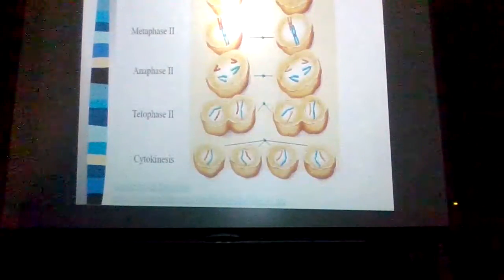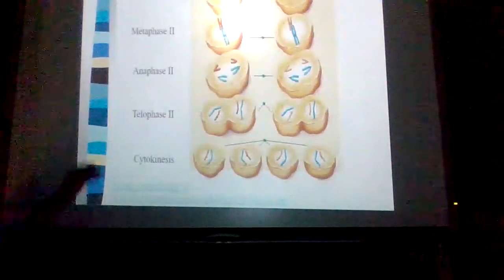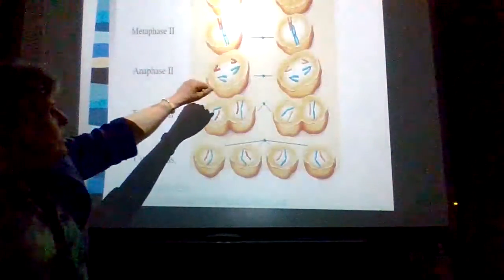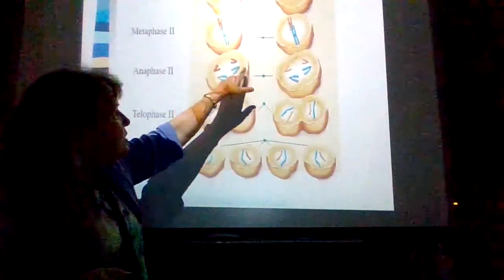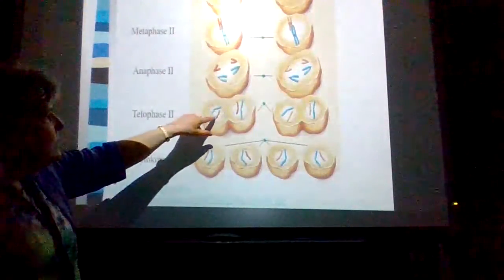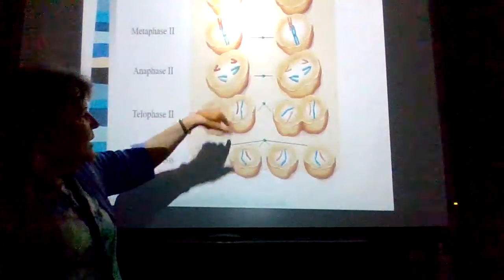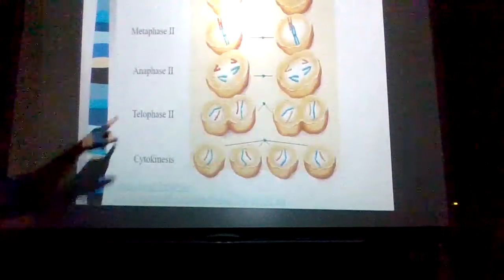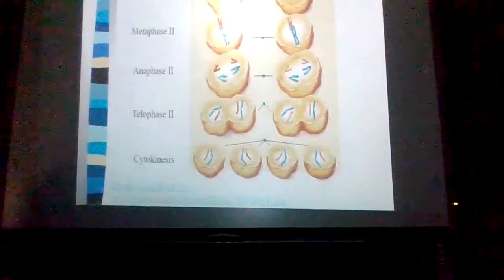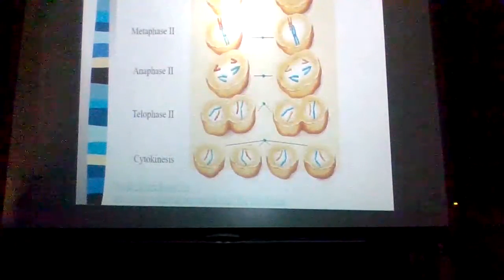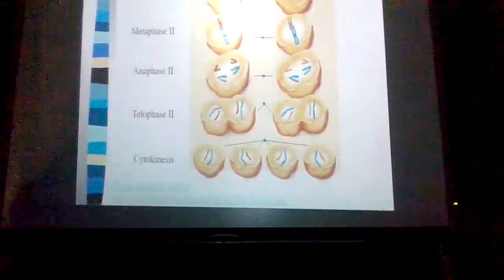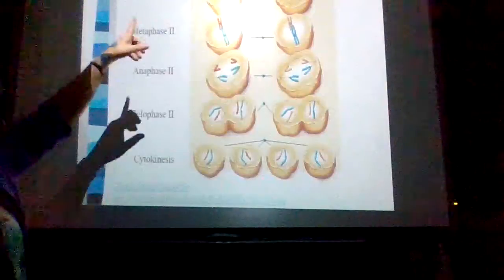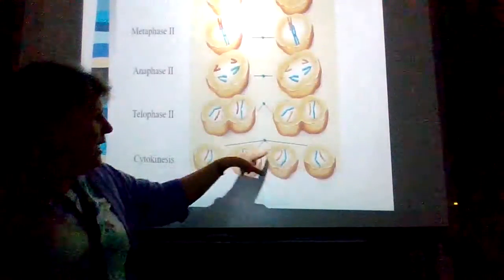Metaphase 2, those chromosomes are going to meet in the middle. Anaphase 2, my chromosome is going to separate. Chromatids are going to go in each direction. So now these guys are haploid, and they just have 1 set of chromosomes. Telophase 2, nucleus starts to reform, cell starts to divide. Cytokinesis, our cells are divided. Again, we started out with 1. We now have 4.